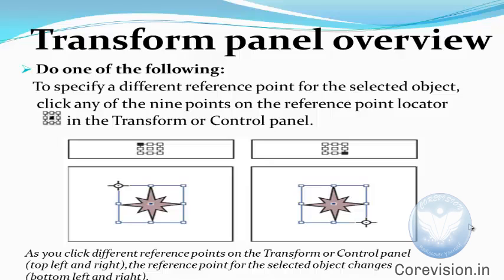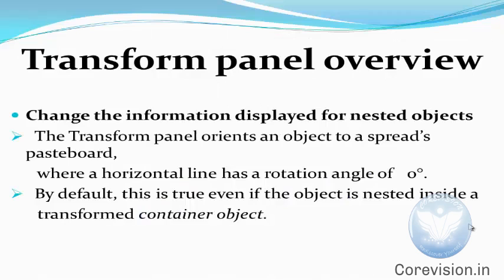As you click different reference points on the transform or control panel, top left and right, the reference point for the selected object changes, bottom left and right. Change the information display for nested objects. The transform panel orients an object to the spread pasteboard, where a horizontal line has a rotation angle of 0 degrees. By default, this is true even if the object is nested inside a transformed container object.